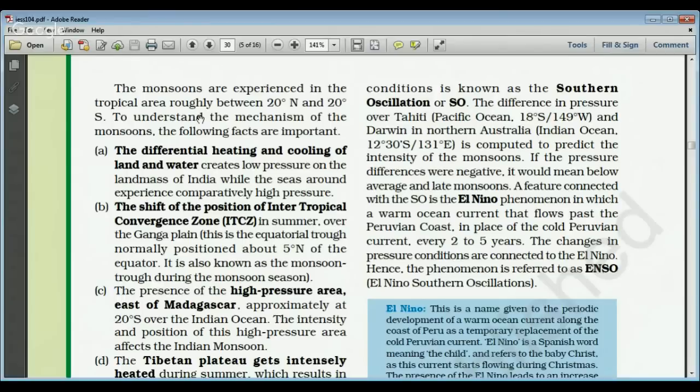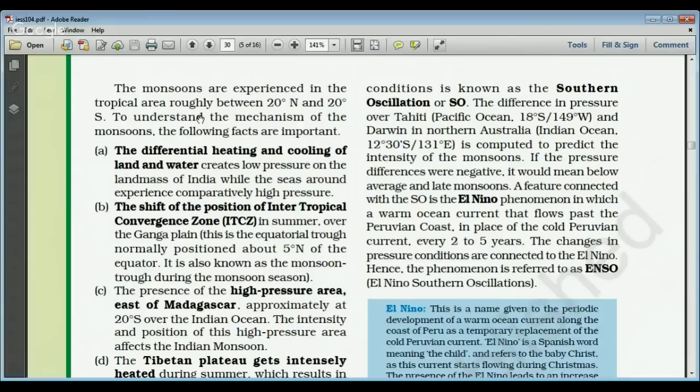But because of El Nino, which is a warm ocean current, it reverses the normal condition. That is, low pressure will be formed near the Peruvian coast, and high pressure will be formed near the Australia coast. It happens every 2 to 5 years, and these changes in the pressure conditions are connected to El Nino.